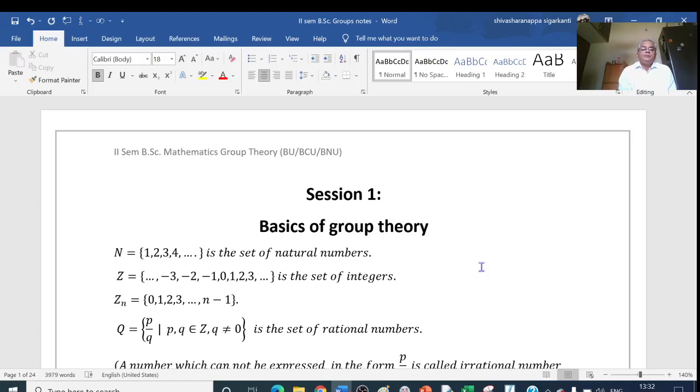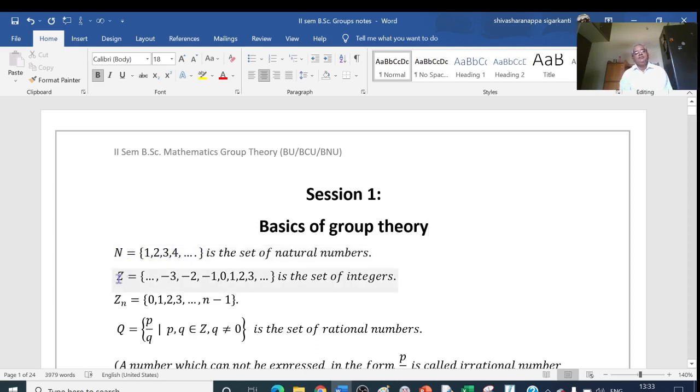In this video, we recall some definitions and some basics of group theory, which are required for group theory. I'll start with the sets here. This is the set N equal to 1, 2, 3, 4, and this goes up to infinity. This set is known as the set of natural numbers, usually denoted by N.